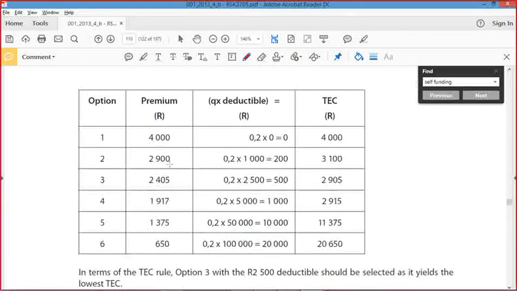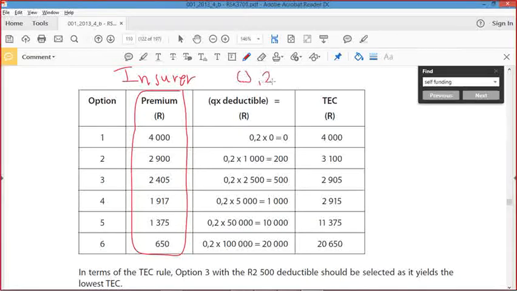So here's the discussion. The business is offered these premiums from who? The insurer. The business knows that on average 20% of the cars are in an accident, and if that's the case, you're going to times it by the deductible, which is what you're self-funding. Does that make sense? Yes. Deductible.